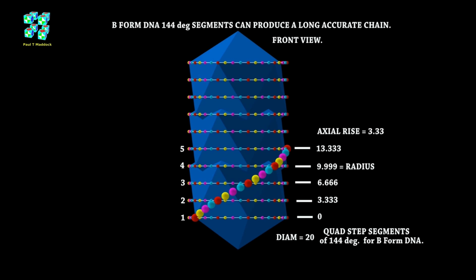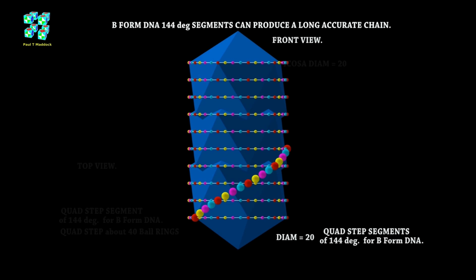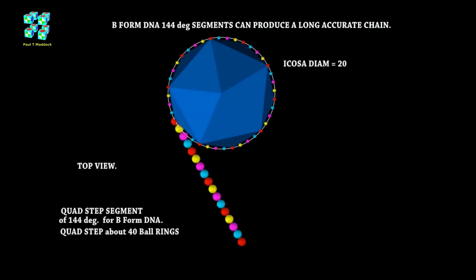Now academia shows the axial rise as 3.4 for BDNA, but doesn't mention the icosa. It seems that the dodeca and the icosa and stuff like that are not being taught. I think it's the mathematicians only want to work with equations. Anyways, let's take a look at this in the top view.